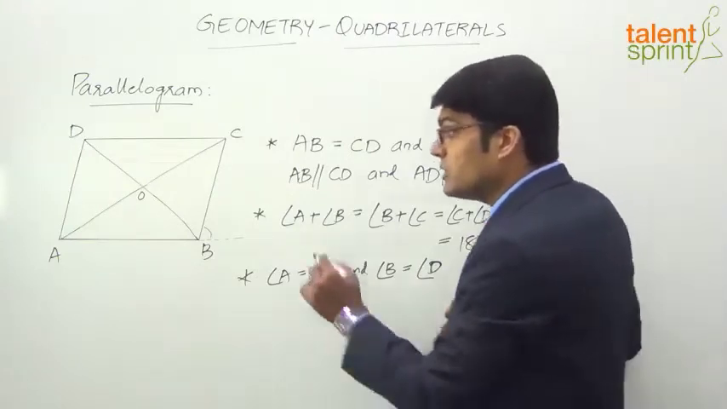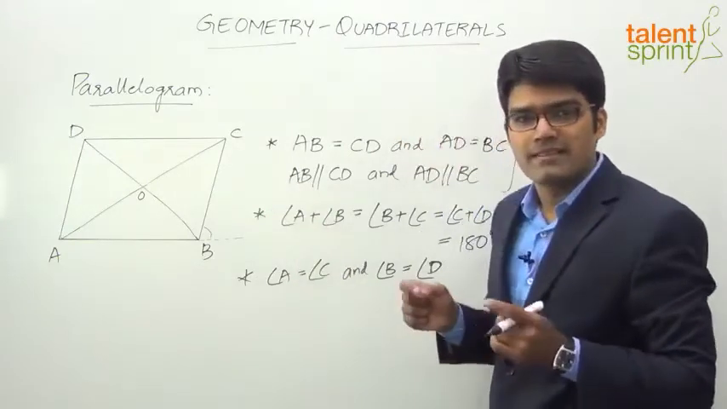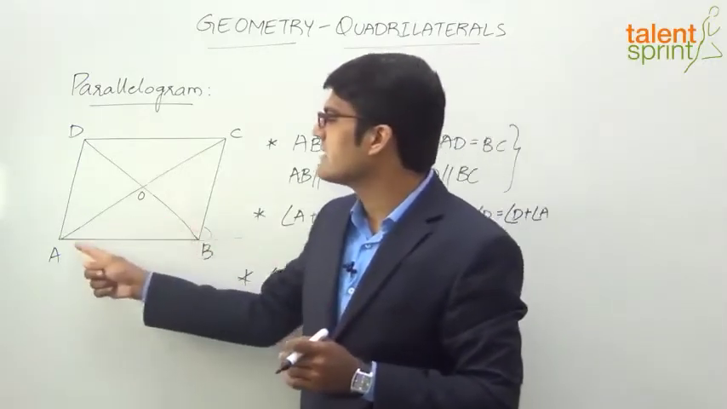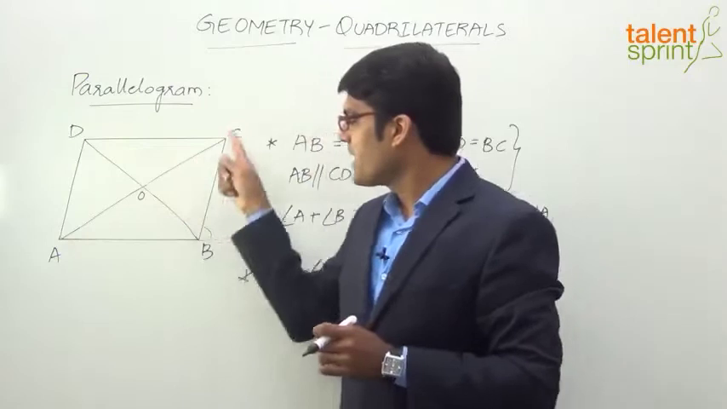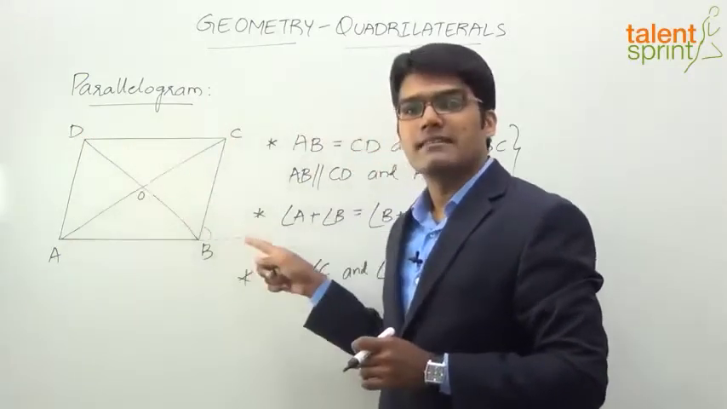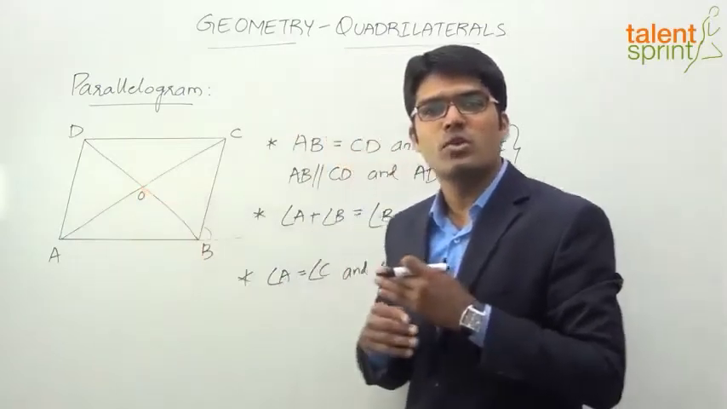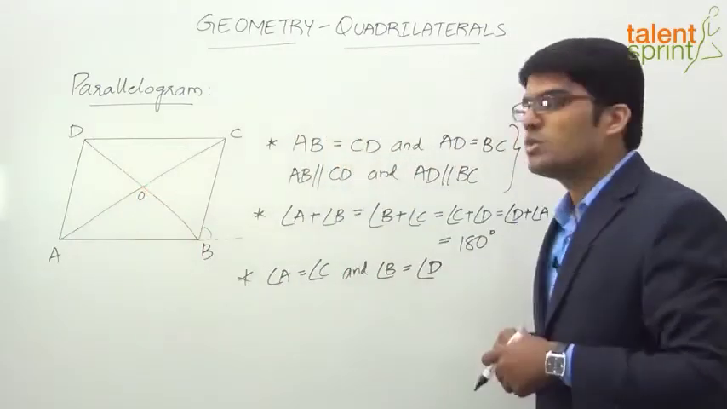Now let us talk about the diagonals, right? You know what diagonals are. The lines joining the two opposite vertices are diagonals. So here we have got two diagonals. AC is one diagonal and BD is the other diagonal, right? And if you observe, these two diagonals intersect at the point O. Point O is the point of intersection of the two diagonals here.